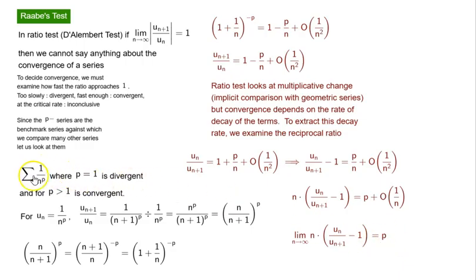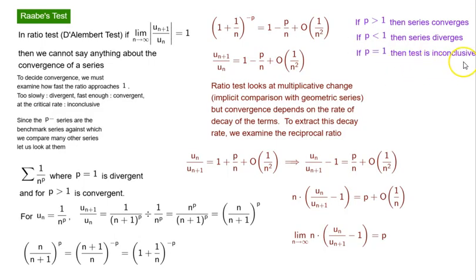And remember, this is with respect to the p series. So if p is greater than 1, then the series converges. If p is less than 1, then the series diverges. If p is equal to 1, then the test is inconclusive. So we have refined this ratio test into a form which allows us to overcome the inconclusiveness of the ratio test. Here, what are we trying to figure out? The rate of change of the ratio as it approaches 1 in the limit.